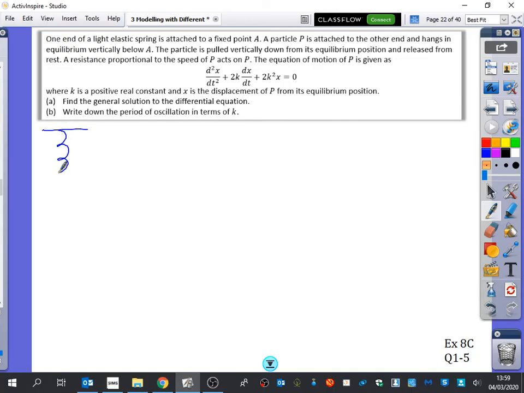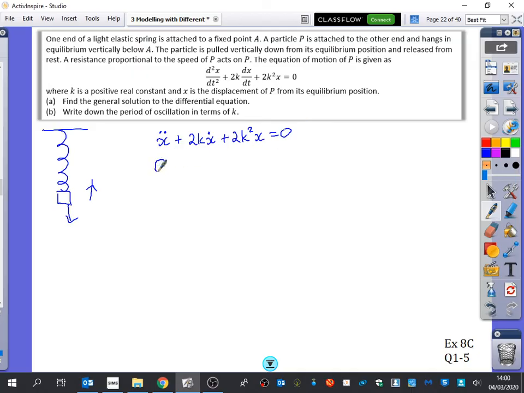But basically, you've got a spring with a particle on it. When it moves, there is a resistance to motion, we don't even know what it is because they haven't told us. So they've just told you the equation: x double dot plus 2k x dot plus 2k squared x is equal to 0. All they want you to do is find the general solution and talk about the oscillation of it. So there's going to be some kind of oscillation here.